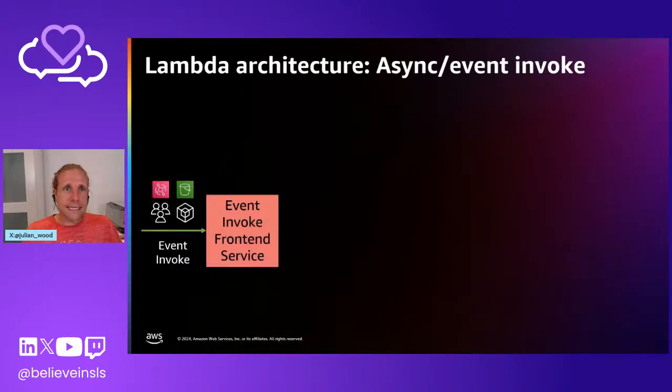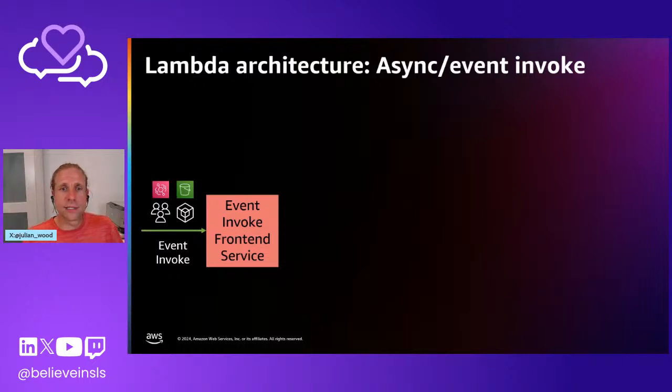So let's actually switch to talk about the asynchronous invokes, or what's also called event invokes. And you can see here that we have the event invoke front-end service. So the sync invoke had a front-end invoke service. Well, the event invoke service sits behind the same front-end load balancers as before, but the load balancers then see that this is an async event invoke, and so use this flow.